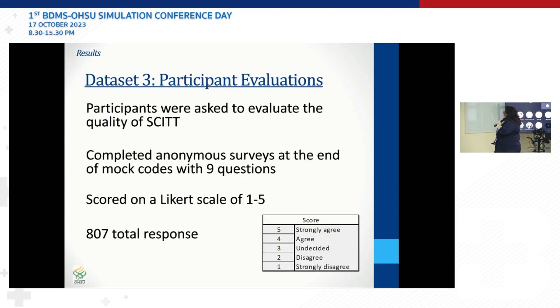Next slide. And then we asked participants, how was SCIT? How was the mock code, right? We're pulling people on their clinical shifts to run to a fake emergency and do their authentic role for education, right? And you can imagine that could be stressful. And we had them complete anonymous surveys. We had 807 people respond.